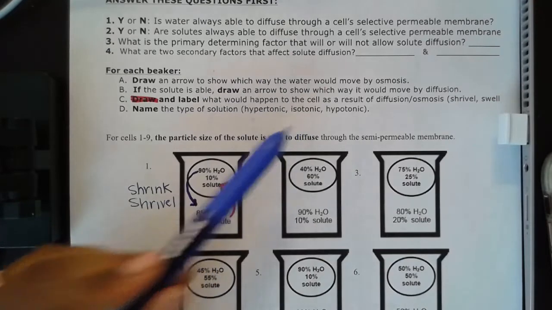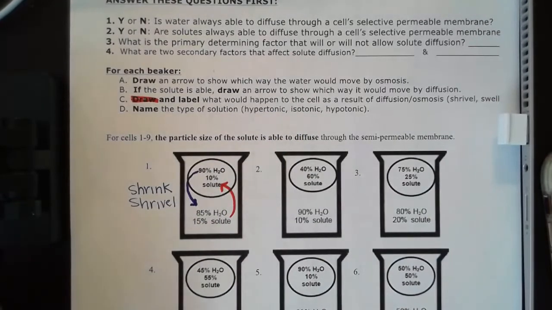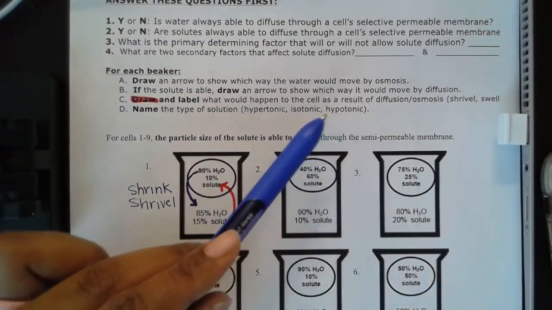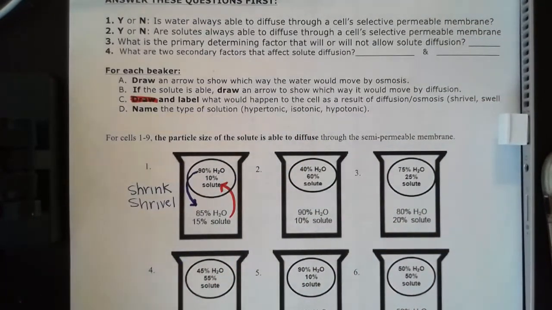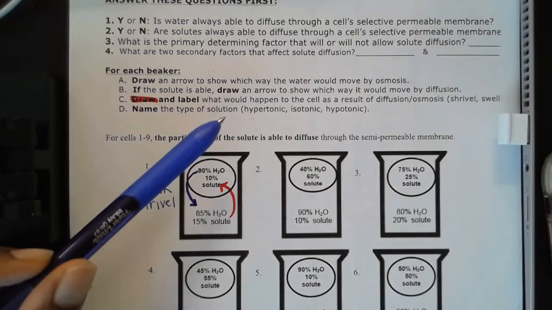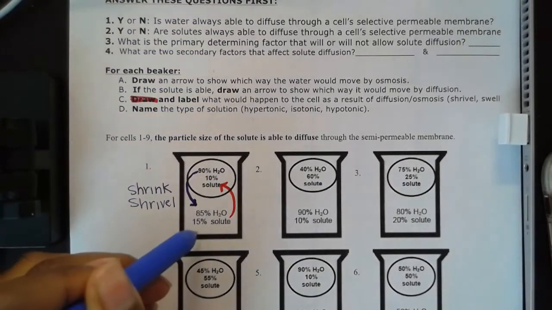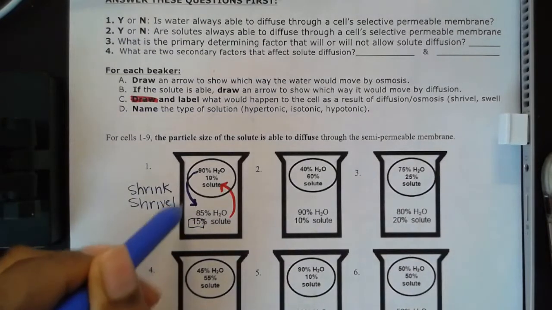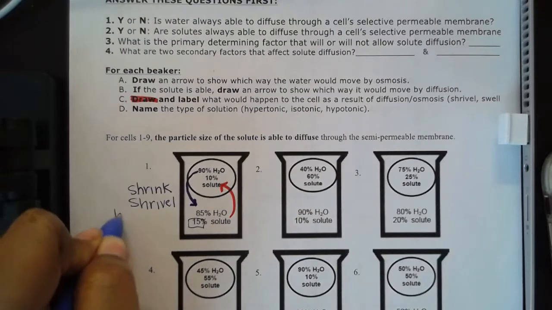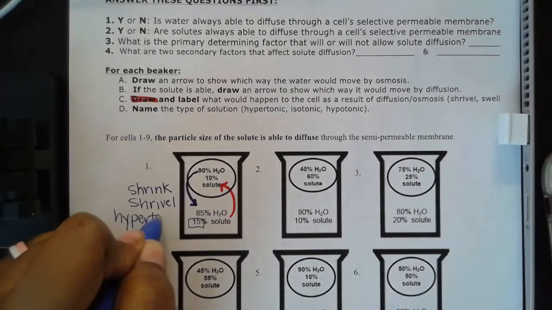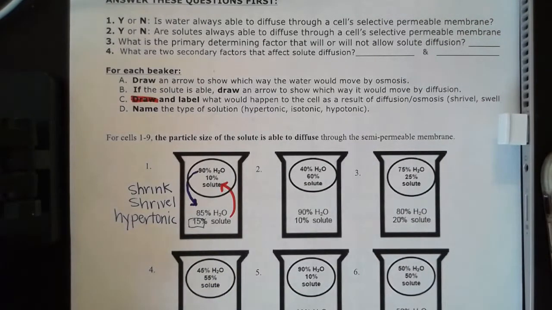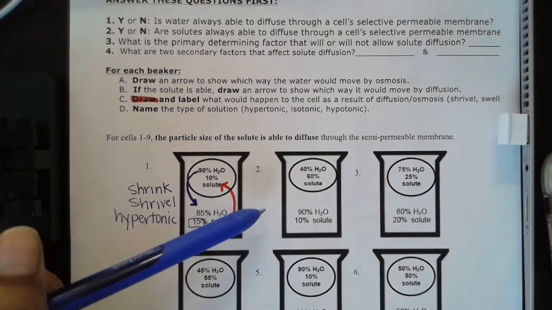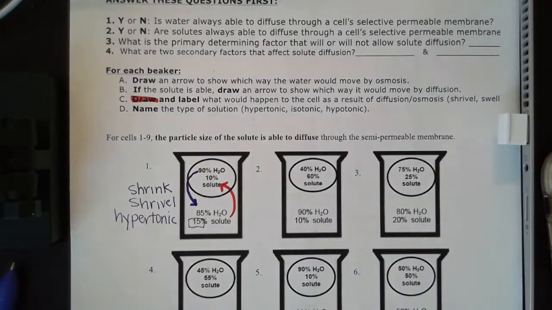Isotonic would be the beaker and the cell having the same amount of solute. And hypotonic, like hypo, that would mean that there'd be less solute in the beaker. So in this scenario, because there's more solute in the beaker than in the cell, this would be hypertonic. Okay, so you need what the cell would do and the type of solution. All right, pause the video, try to do number 2, and I'll be right back to show you the answer.